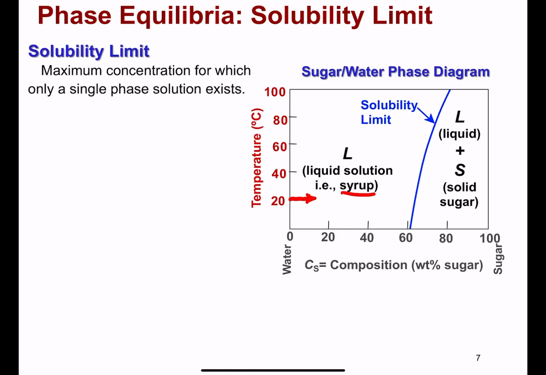Okay, and you'll see that there's another territory on this map where if we have too high a sugar content, we will see 2 phases coexisting. So we'll see a liquid phase that is not pure water, but is still liquid, consisting of water with dissolved sugar, and that coexists with pure solid sugar that did not dissolve.